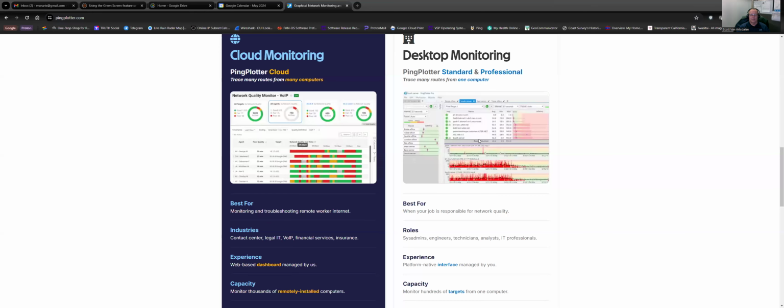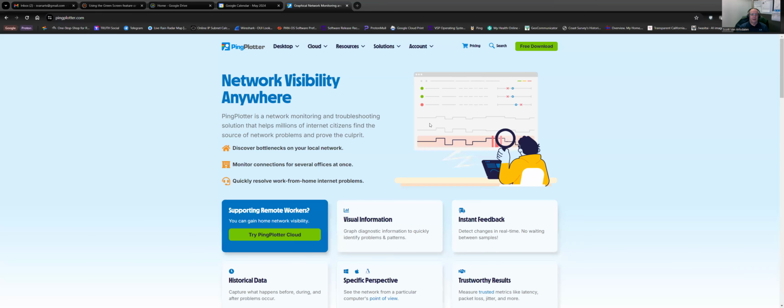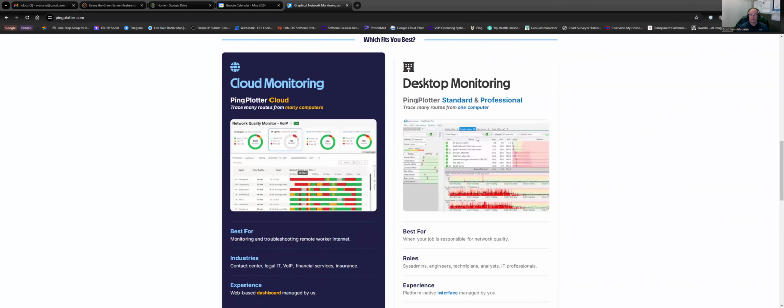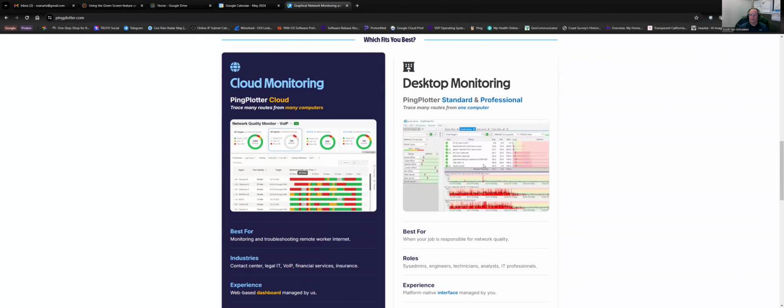There, so you can see this is Ping Plotter. Like I said, it's basically a graphical trace route. In this picture on the right, you give it a destination, a target as it calls it. You ping that target, and it will tell you every hop along the way, the latency of each hop, and then it'll give you a graph of the latency or response times of that target.